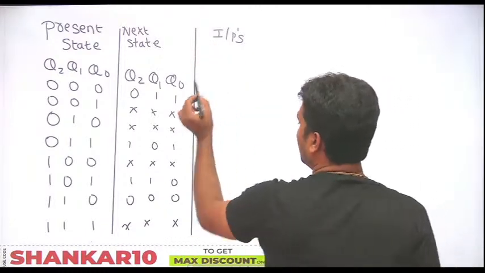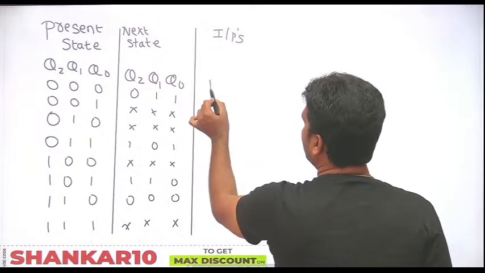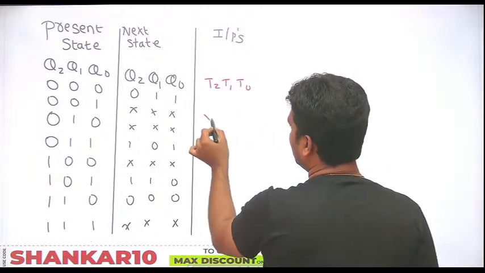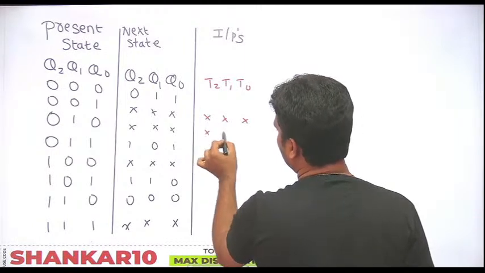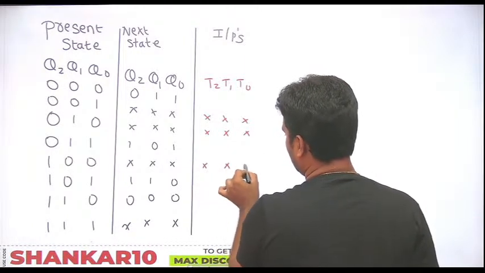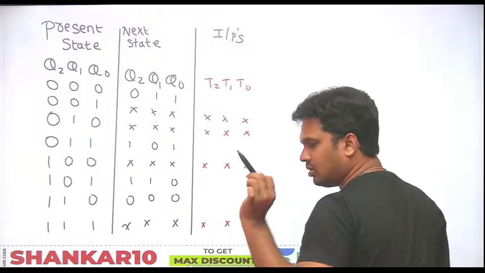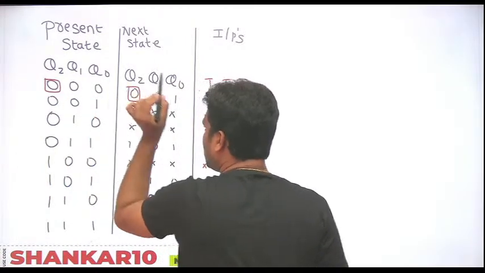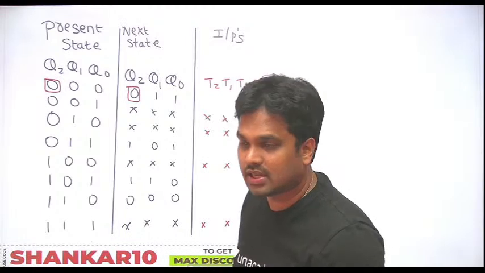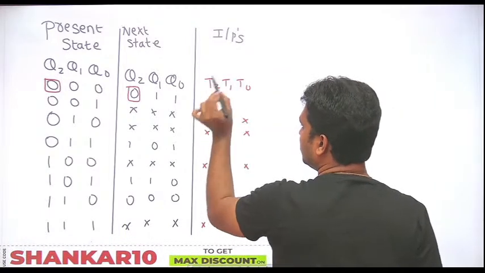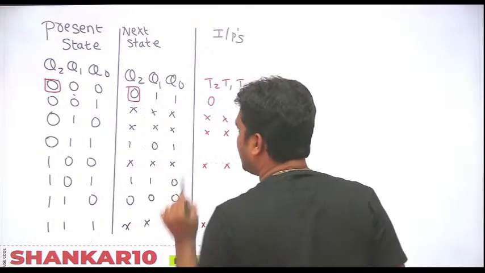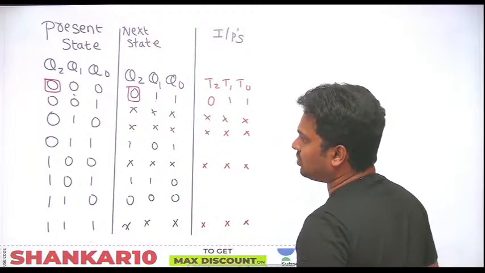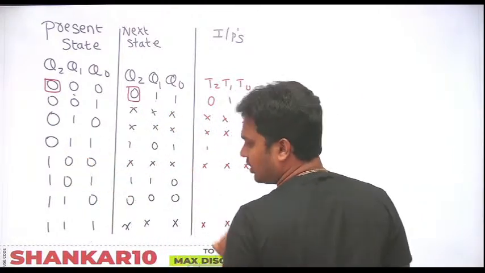Now fill in the inputs T2, T1, T0. For the don't care states, the inputs are anyway don't care. Now listen here. For a T flip-flop, if the present state and next state are both the same, then your input should be 0. If the present state and the next state are different, you should give 1. A toggle condition is required, meaning you should give 1 as the input. So present and next different, give 1.